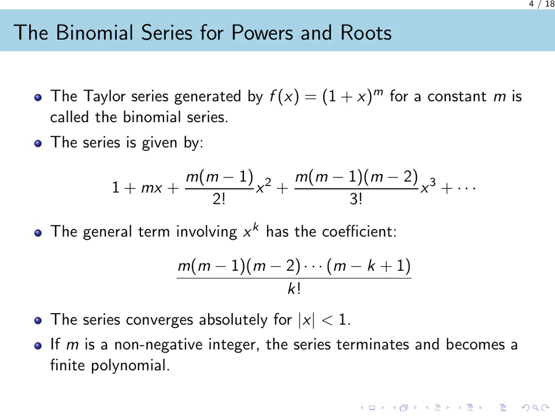Now, consider what happens if m is a non-negative integer. Eventually, one of the terms in the numerator will be m minus m, which is 0. This makes all subsequent coefficients 0, and the infinite series terminates to become a finite polynomial. If m is not a non-negative integer, the series is infinite, and it converges only when the absolute value of x is less than 1. The binomial series provides a powerful way to represent powers and roots as polynomials.